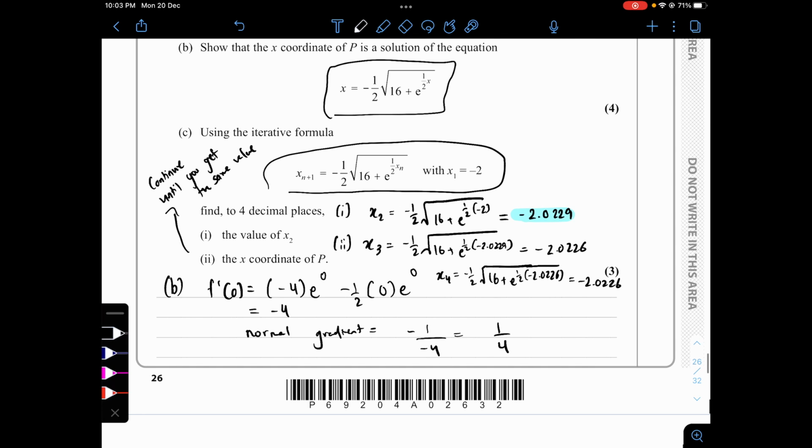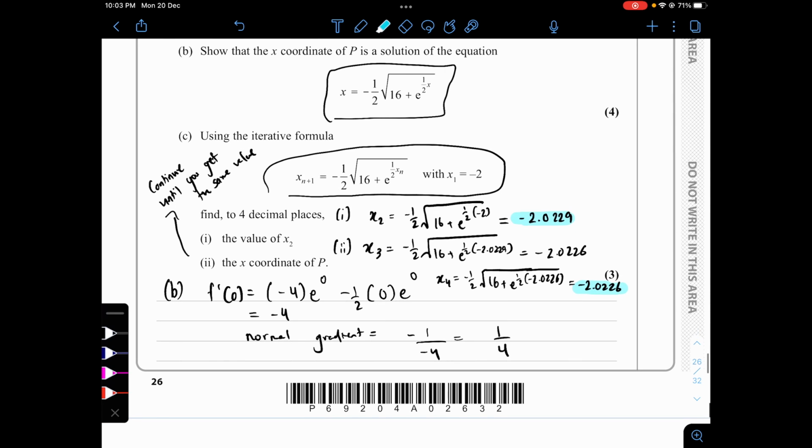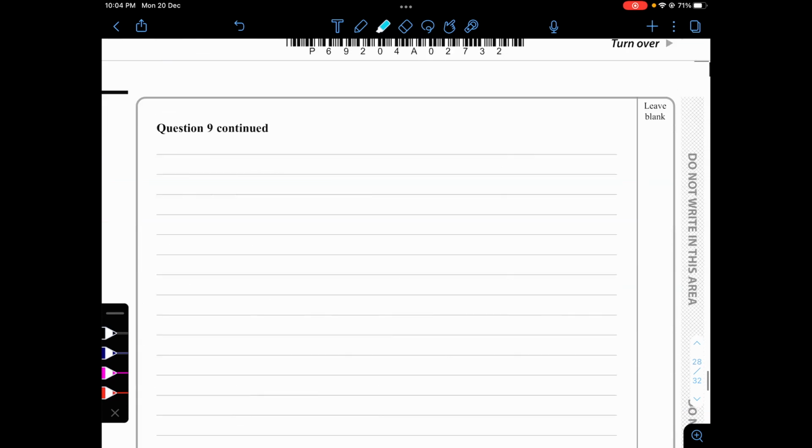So the x coordinate of P is minus 2.0226, because when it's consistent, this is the answer we get all the time. So we can write that the x coordinate of P is minus 2.0229, and that is part II. So we just highlight this part I, and then let's move on to question number 10, which is the last question.